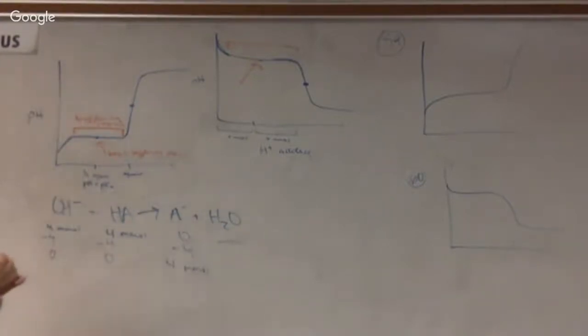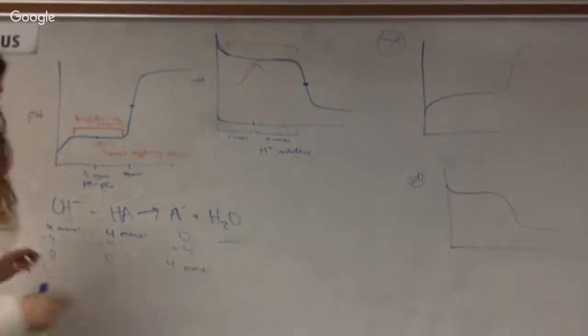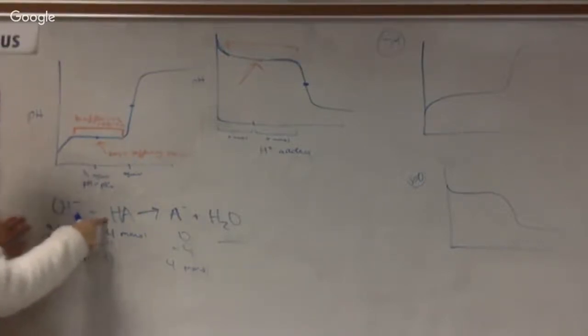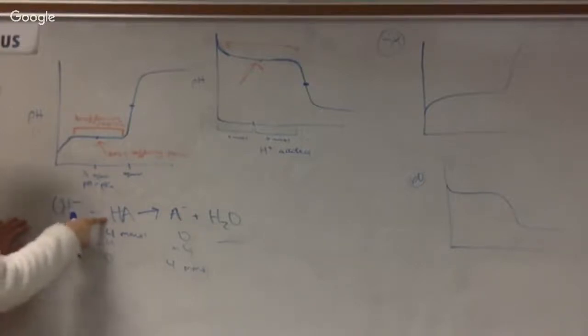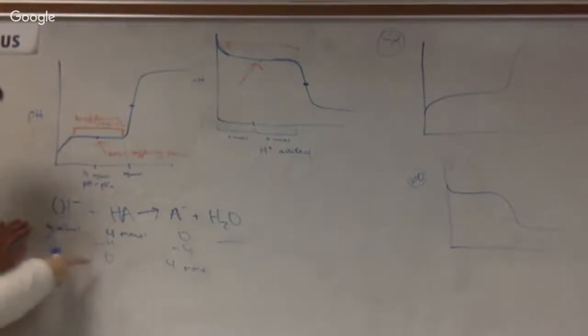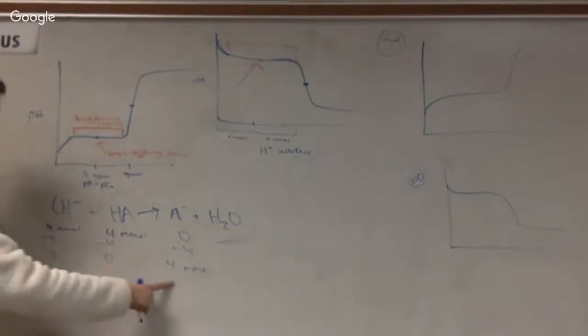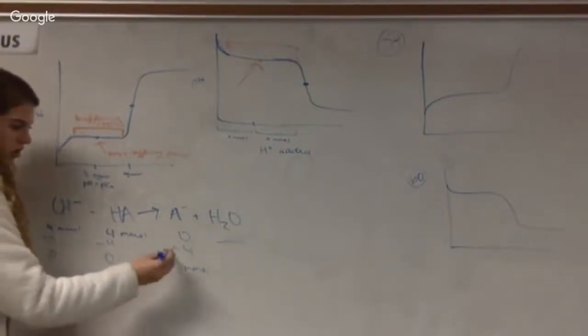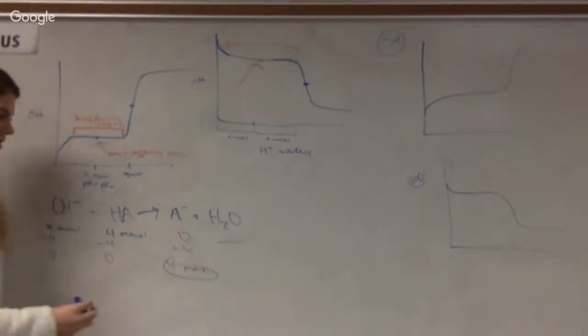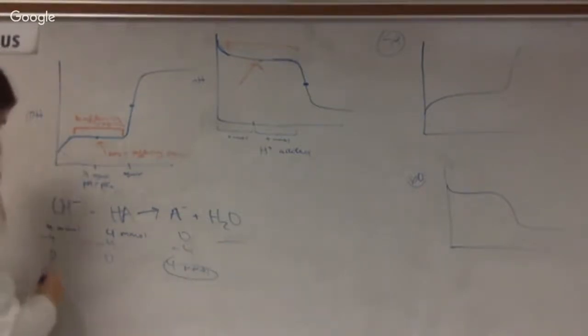If all I have is a weak acid, can you put your finger on the HA? Okay, at the beginning, all I have is 4 millimoles of HA. At the end, I have 0 moles of HA, and I have 4 millimoles of the A minus. That's the only thing that's left in the solution is A minus. So what do we do? We take that A minus and we throw it into water. So can you write the equilibrium expression for that, please?